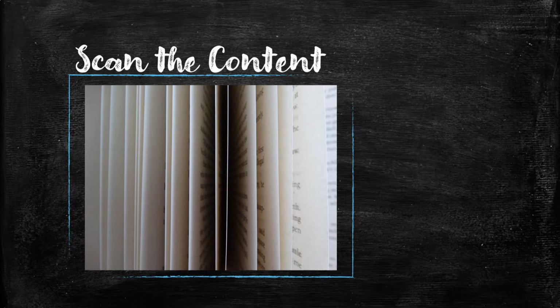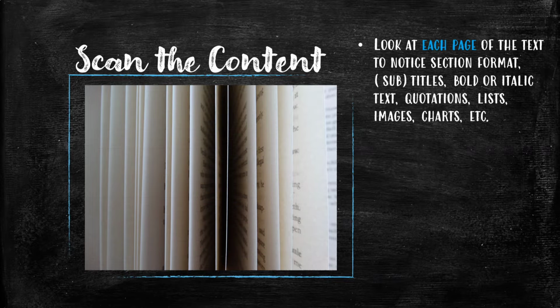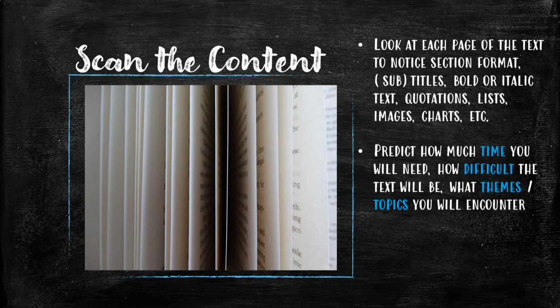When we scan for the content, what we want to do is look at each and every page of the text. We want to notice the title, the section formatting, subtitles or subheadings. We want to make a mental note of bold or italic text. We want to see if we can spot quotations, lists, images, charts, works cited, anything that stands out from the page. Scanning over the content of each page helps you become familiar with what you are about to engage with.